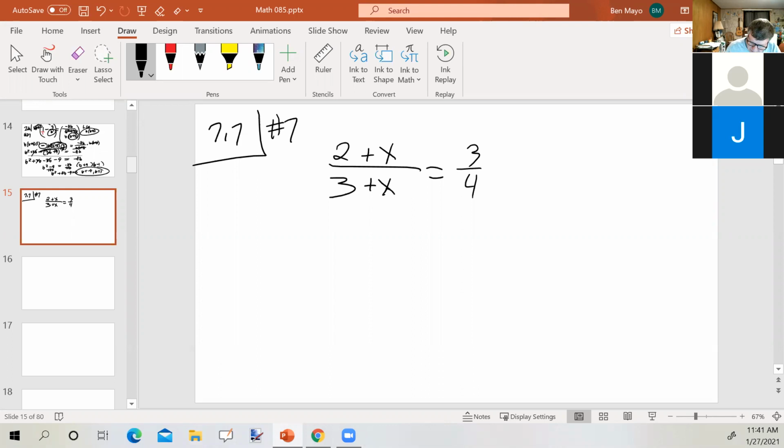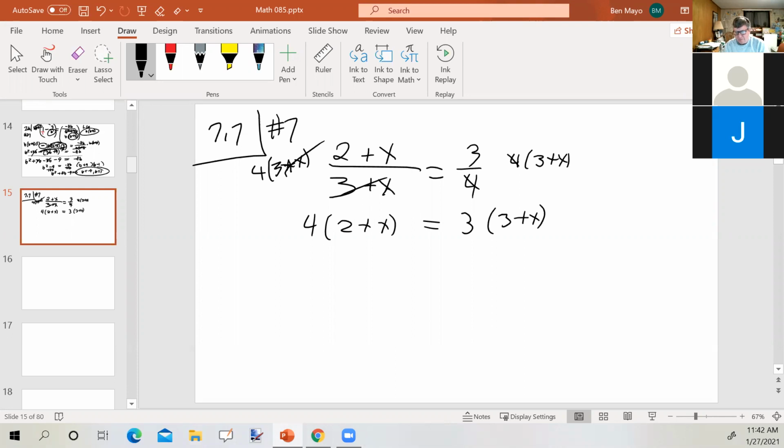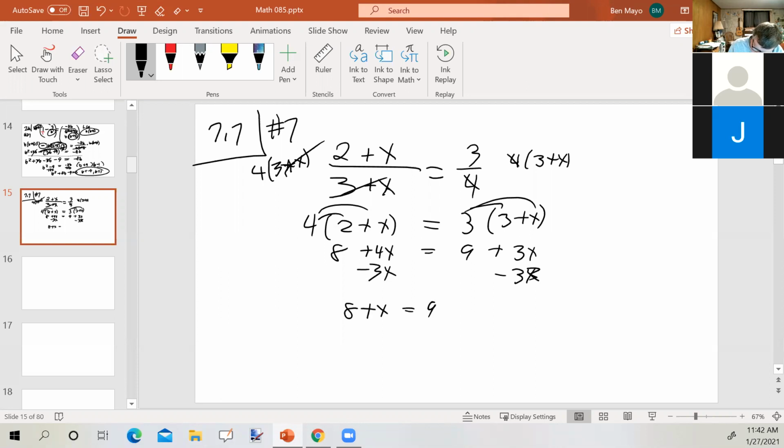Well, the LCD is going to be what? 4 times the quantity 3 plus x. So 4 times the quantity 3 plus x, 4 times the quantity 3 plus x. On the left side, the 3 plus x's go, and I have 4 times the quantity 2 plus x. On the right, the 4's go, and I have the quantity 3 times the quantity 3 plus x, which gives me 8 plus 4x equals 9 plus 3x. Oops, subtract 3x from both sides, 8 plus x equals 9. Subtract 8 from both sides, x equals 1.